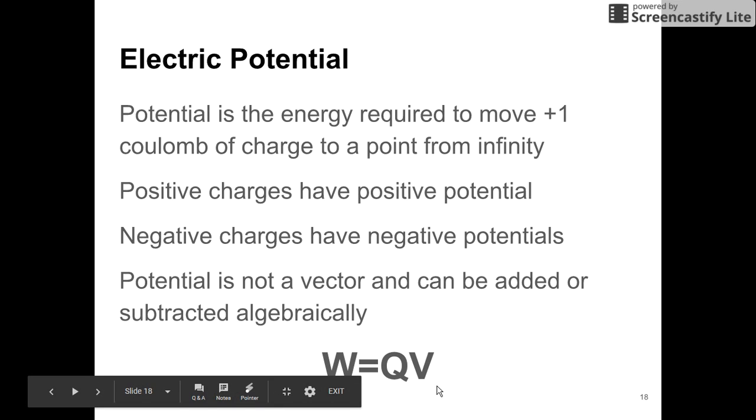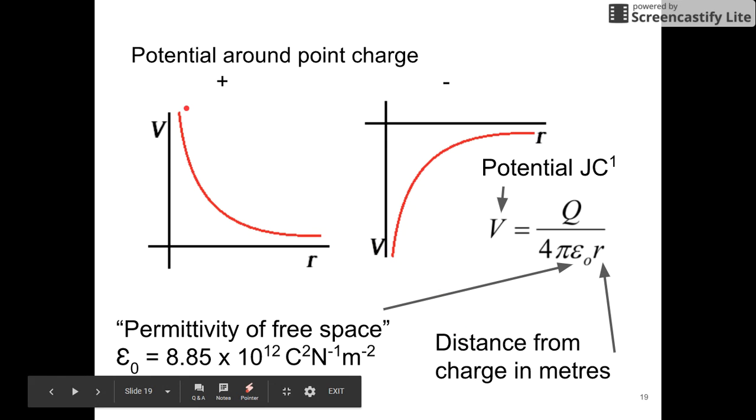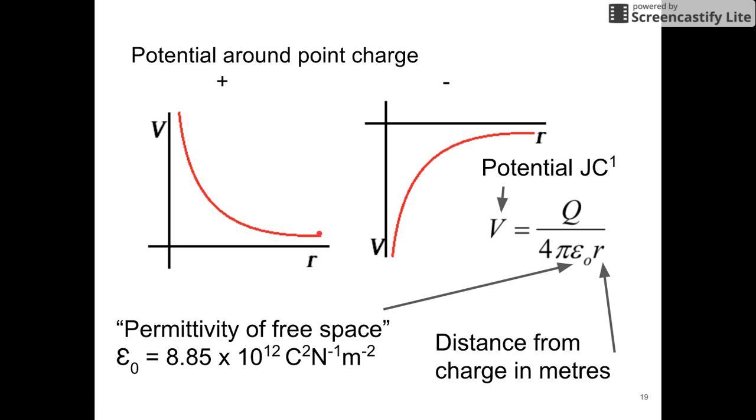That's the equation that you should remember from Higher, W equals QV. So the amount of energy that something has depends on both the charge and the potential. Bigger charge, bigger potential, more energy. If you take a point positive charge, that potential drops away as a hyperbola, and similarly from a negative charge, it increases from negative all the way up to 0 as you get further and further away.